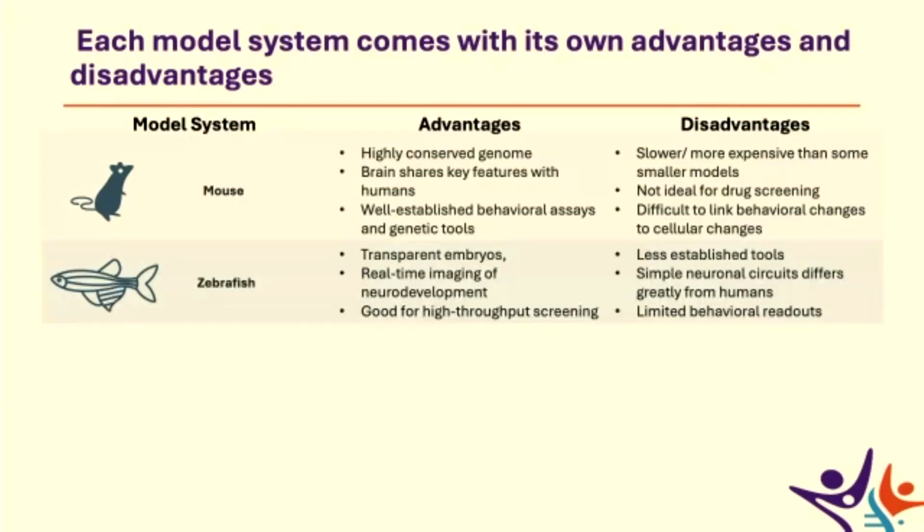Zebrafish are really advantageous in that they are transparent. You've probably heard a lot about that. They're see-through, so you can do things that are really cool, like real-time imaging, and they are really good for high-throughput screening. They are a little bit less established as tools, and they do have simple neural circuits that differ from humans, but they are still a great model system to study neuro in, and they do have somewhat limited behavioral readouts.